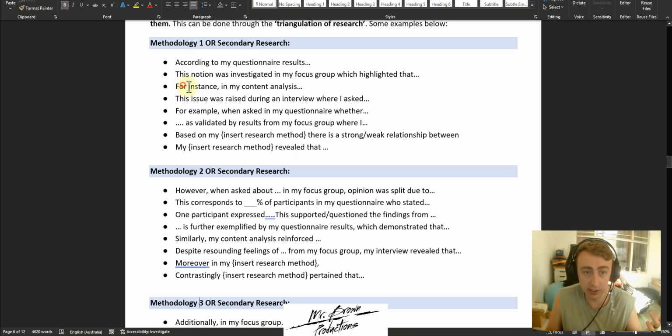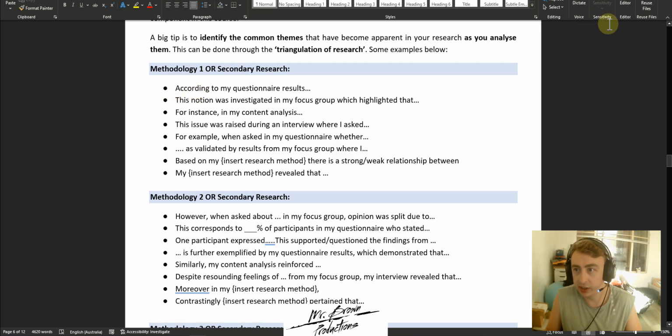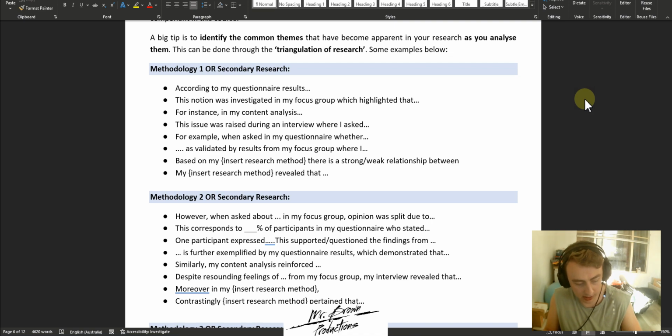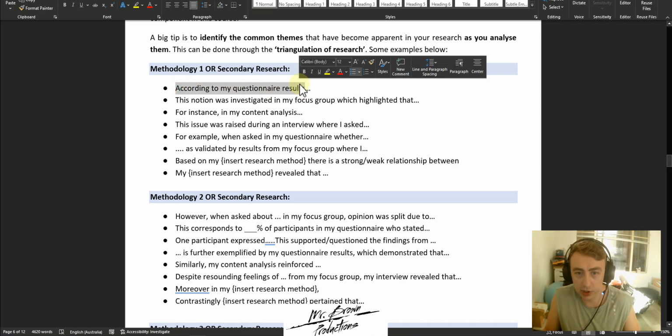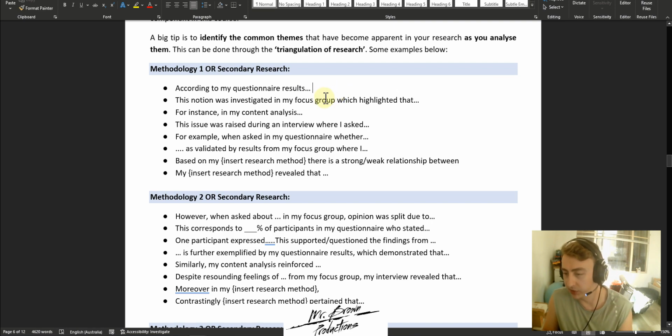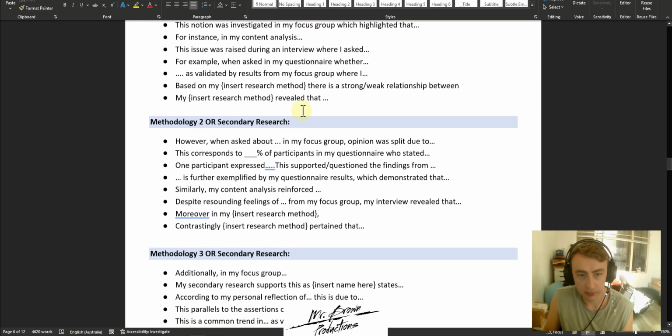So for example, you can mix and match them. Let's use the Disney princess example again. Let's say you've made a point that they objectify women. You might say, according to my questionnaire results, 81% of respondents agreed that Disney movies objectify women.